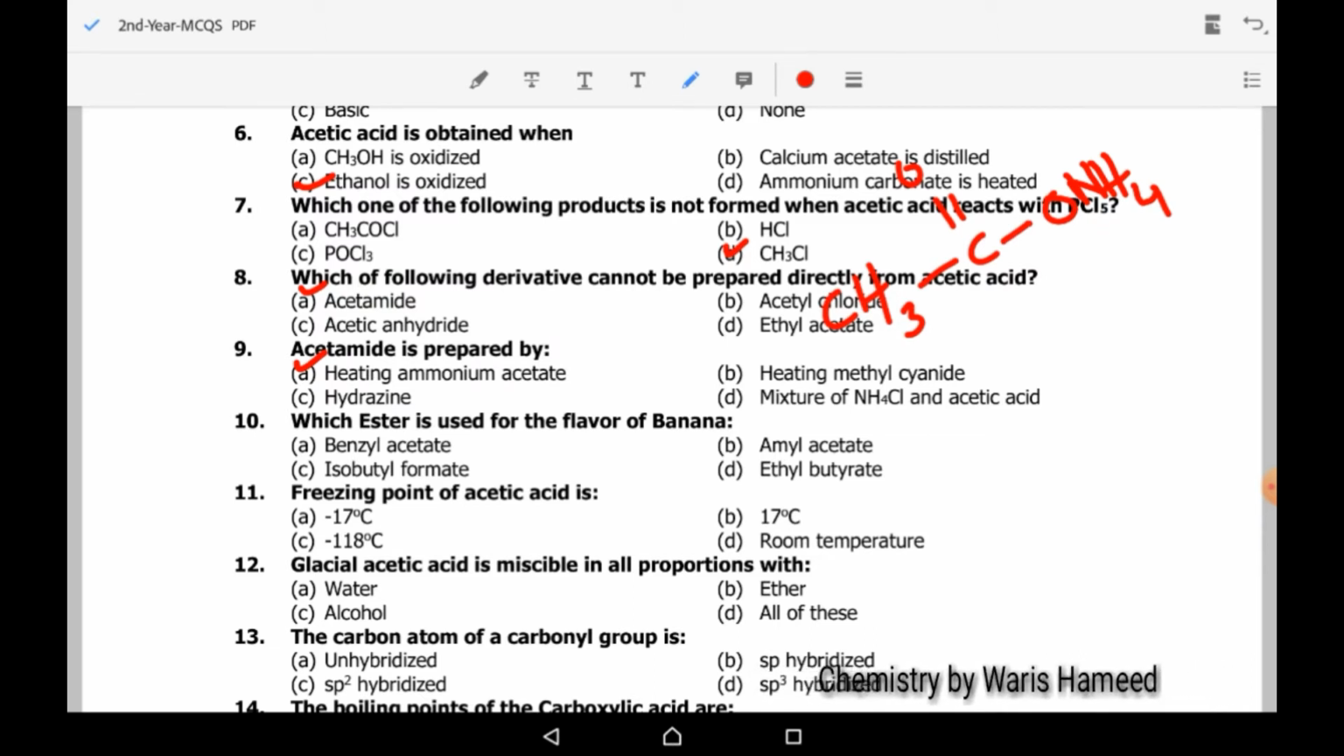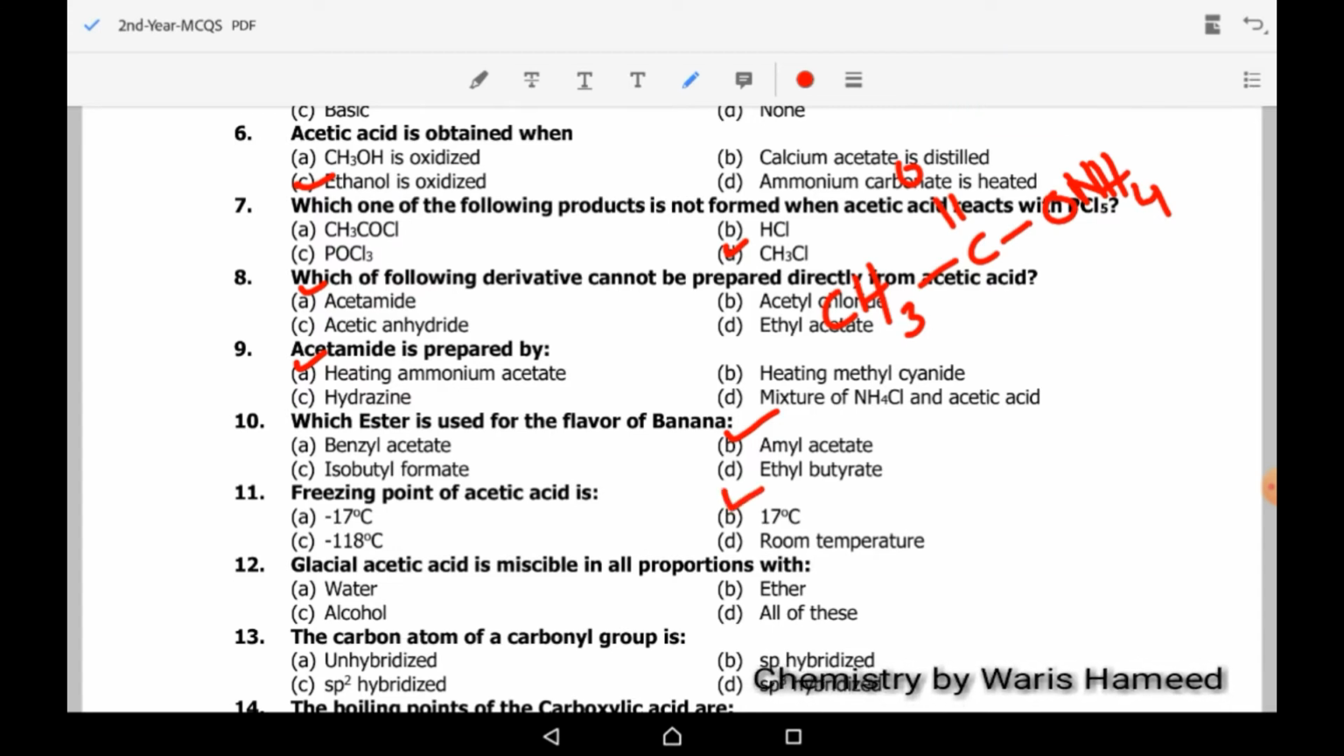Next MCQ: which ester is used for the flavor of banana? Amyl acetate has the flavor of banana and it can be used as a flavoring. Next MCQ: freezing point of acetic acid is 16.6 degrees Celsius, and you can round off, so the correct option is 17 degrees Celsius.